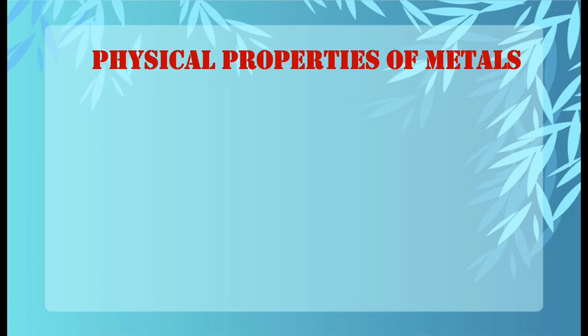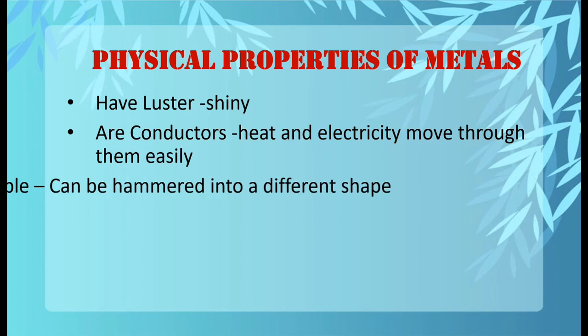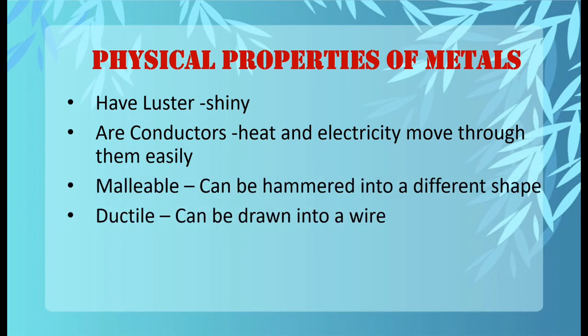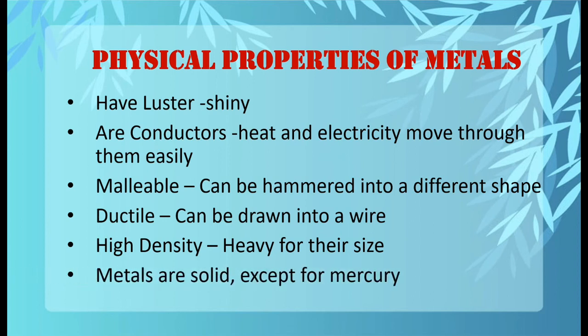It has luster, that means it is shiny. They are good conductors of heat and electricity. Malleable means it can be beaten into different shapes, and ductile means they can be drawn into wires. Metals have high density, except for mercury.